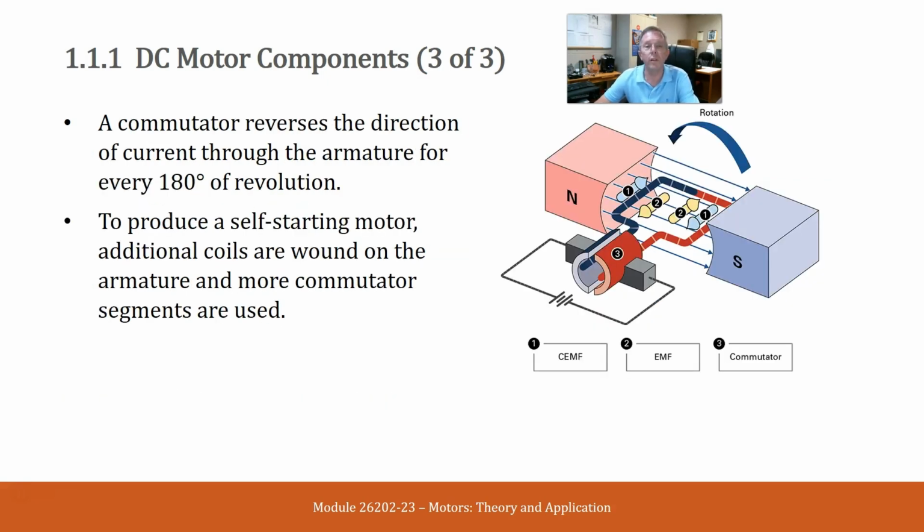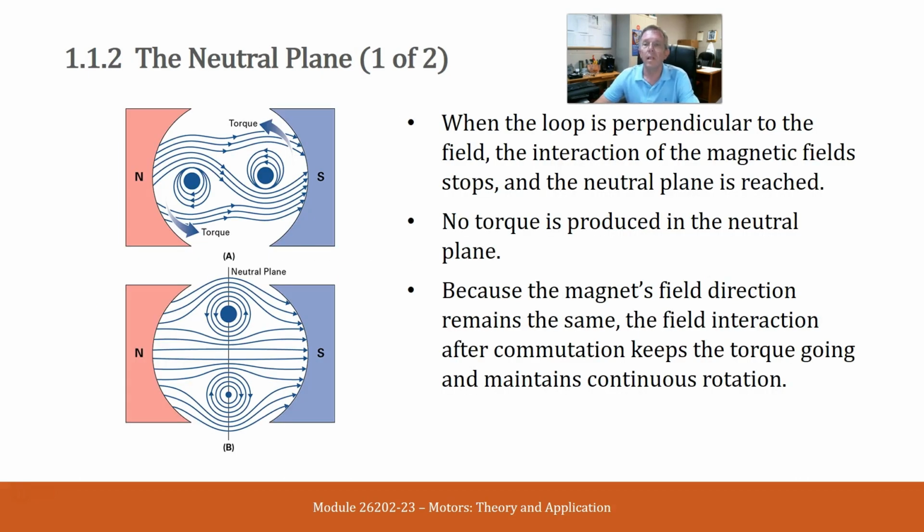A commutator reverses the direction of current through the armature for every 180 degrees of revolution. To produce a self-starting motor, additional coils are wound on the armature and more commutator segments are used. When the loop is perpendicular to the field, the interaction of the magnetic field stops and the neutral plane is reached. No torque is produced in the neutral plane. Because the magnet's field direction remains the same, the field interaction after commutation keeps the torque going and maintains continuous rotation.